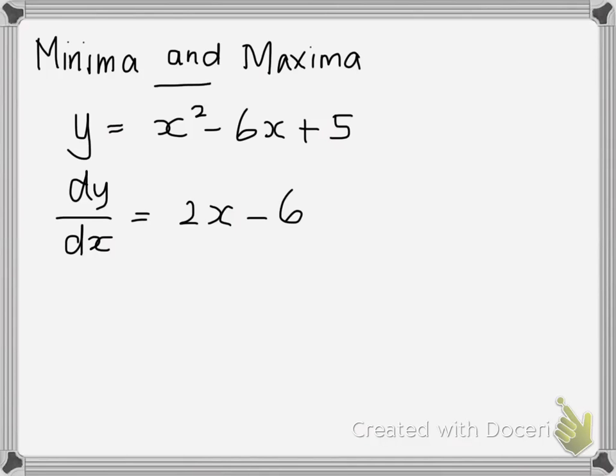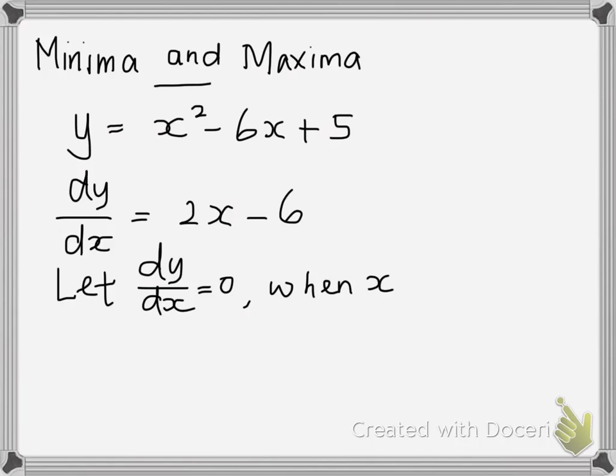So in this sense, if dy dx equals 0, when does this occur? This occurs when x equals 3. So this tells you the x coordinate of the turning point. The x coordinate of the turning point is 3, so when x equals 3, this is where the turning point is.